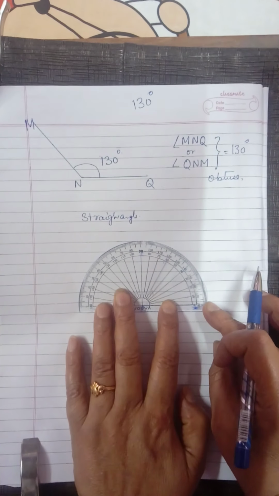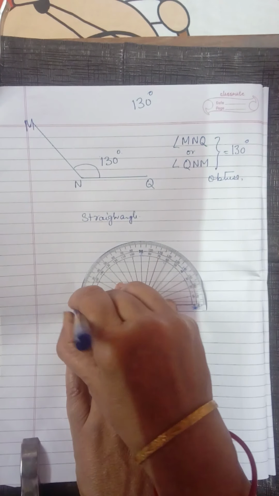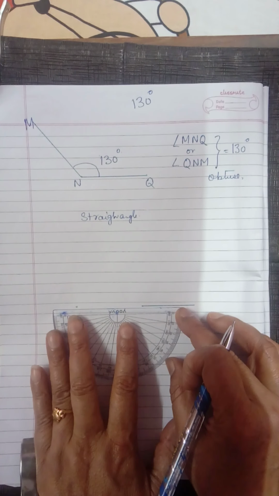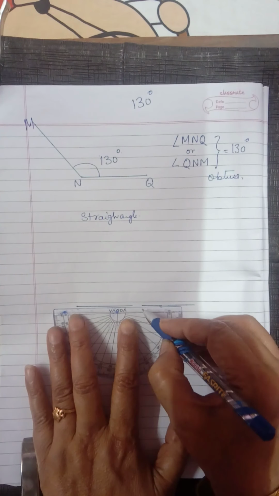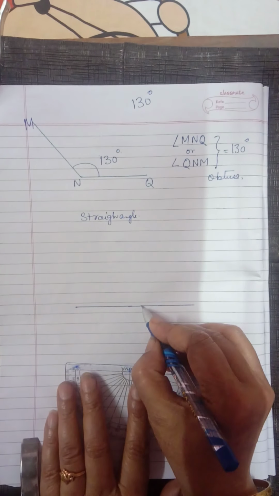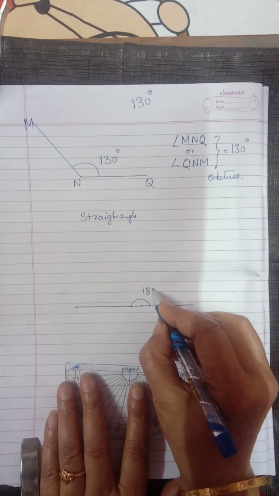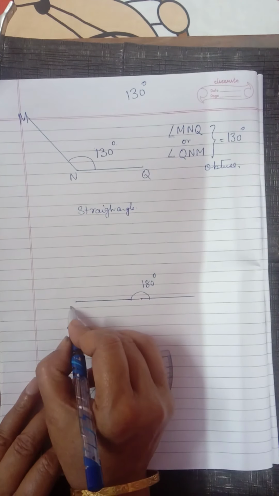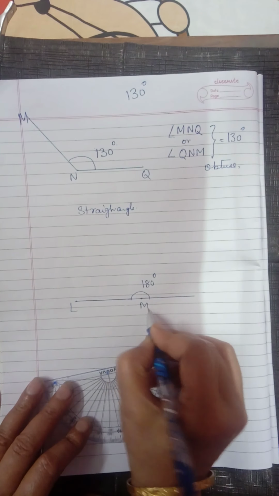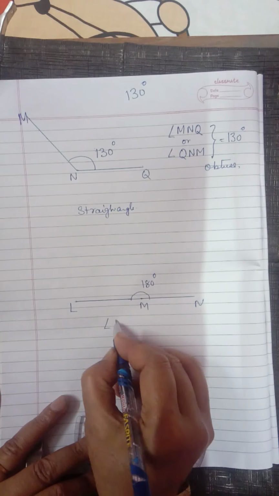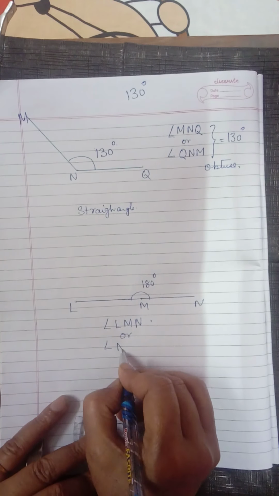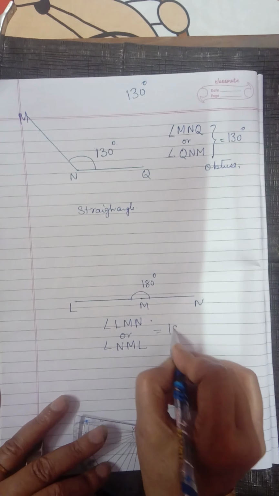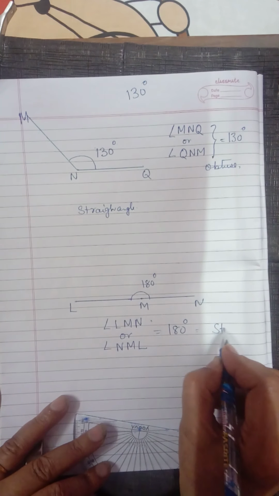Now read the numbers from the right side, meaning the inner side of the protractor, and you can see 180 is at the end. So you put a dot and you will join these two dots. And this is a 180 degree angle. And you can name it LMN. So you can write angle LMN or angle NML is equal to 180 degrees is equal to straight angle.